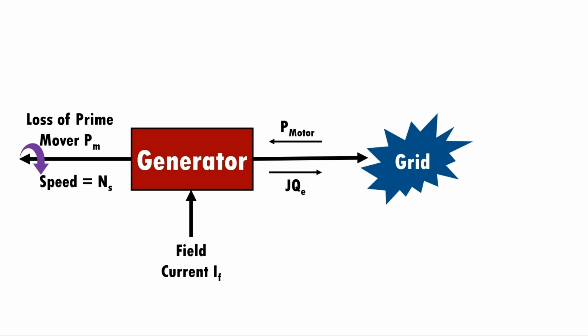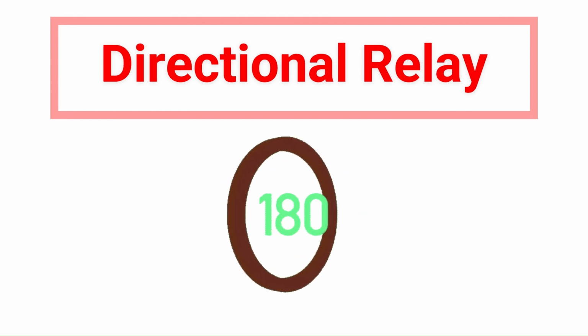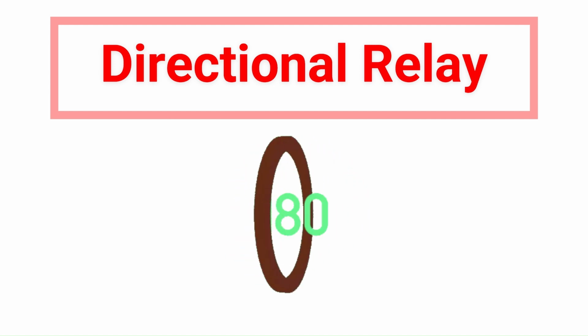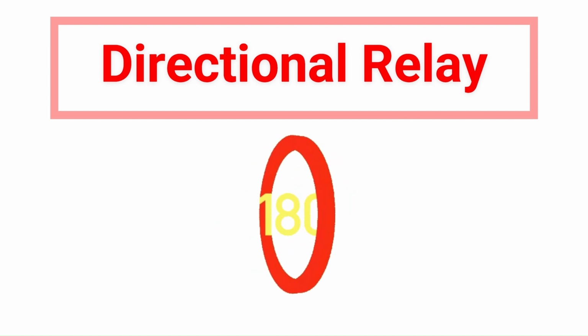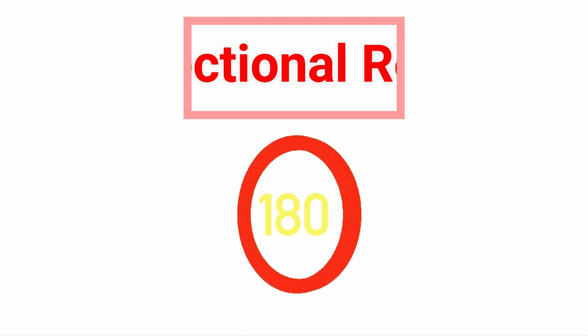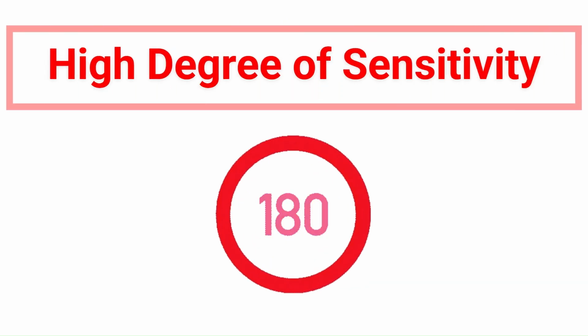Therefore, the magnitude of stator current is smaller than when it was generating, but the stator current undergoes a 180-degree phase shift. This suggests that if we use a directional relay with an angle of 180 degrees, then it would detect the loss of prime mover. However, the magnitude of this reverse current is quite small compared to the forward current. Therefore, the directional relay for detecting the loss of prime mover needs to have a high degree of sensitivity compared to the directional relay used for overcurrent applications.